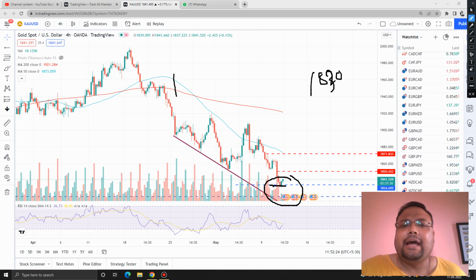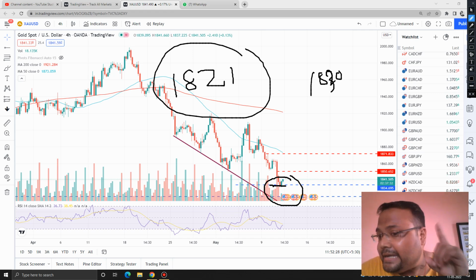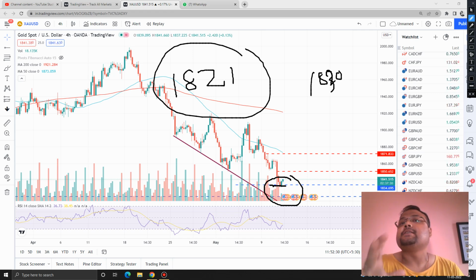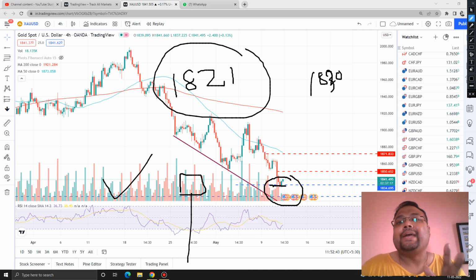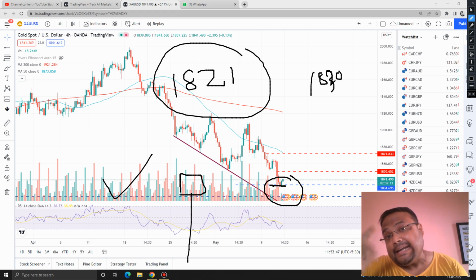Listen to me carefully. Around 1821 again, we can expect some kind of bounce. May not be a trend reversal, but you can expect a bounce of at least 40 to 50 pips. If you see market is taking support or forming a hammer kind of pattern, you can take a buy position again around 1821. But if market breaks 1830, it is very risky.